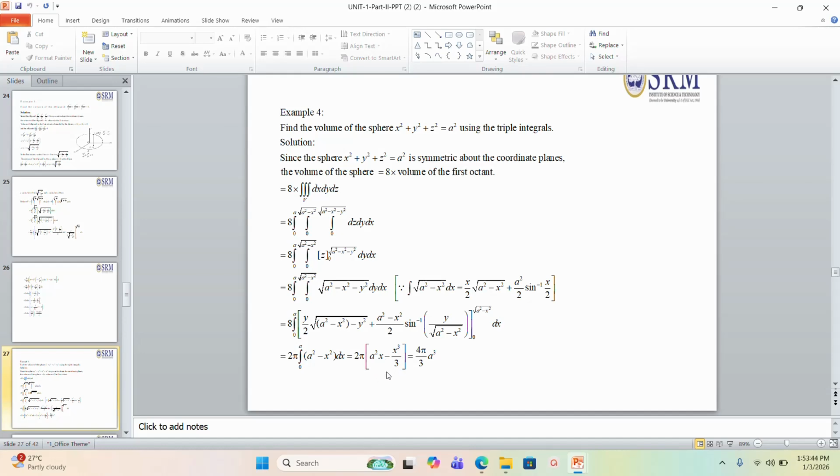Cross multiply, 3 is the LCM. 3a cube minus a cube, 3a cube minus a cube is equal to 2a cube by 3. And 2 into 2, 4 by 3 into a cube. So 4 pi a cube by 3 is the volume of the sphere, and it's an important question. It's compulsory, a very important question, volume of the sphere.